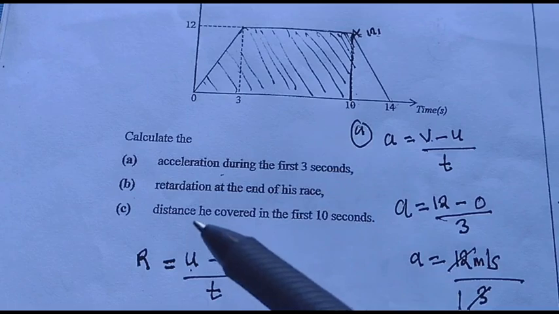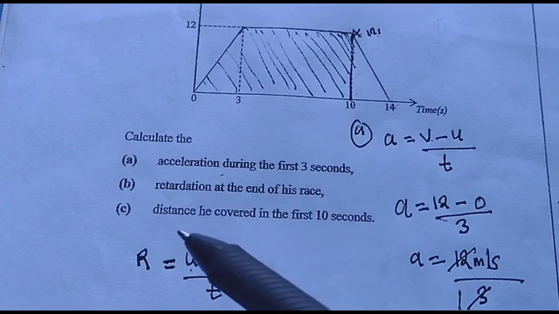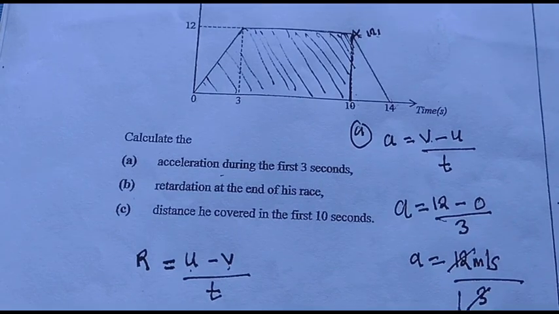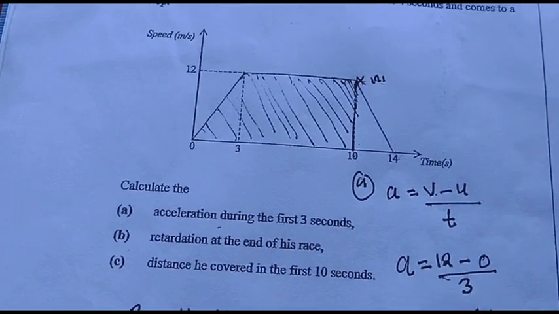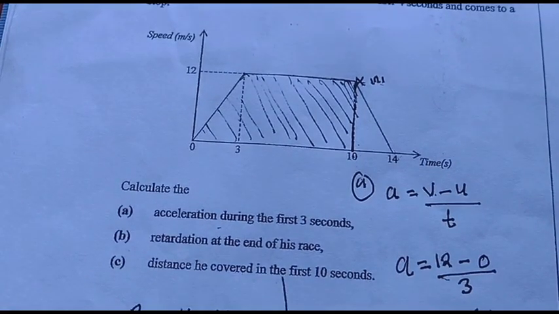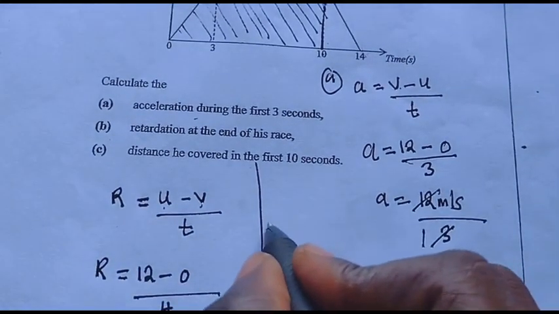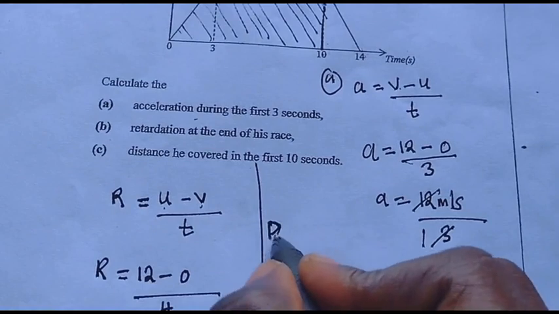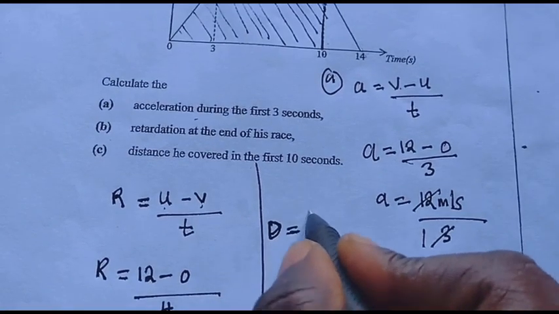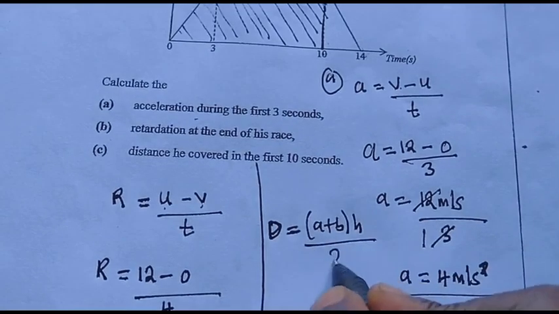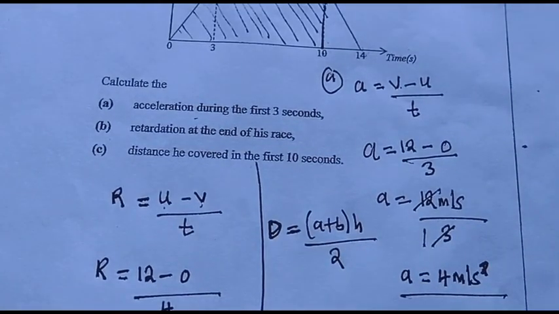So it's up to you which one you are comfortable with. So let's say we use the area of the trapezium, we treat this as a trapezium. So this is what we are going to do. We'll say a distance under a trapezium is given by the formula (a plus b) times h over 2. This is the formula, not so.